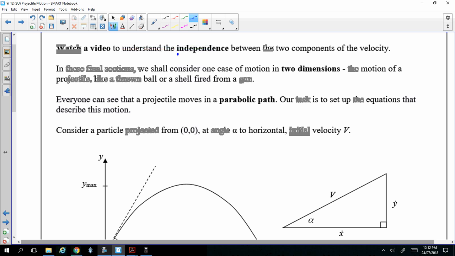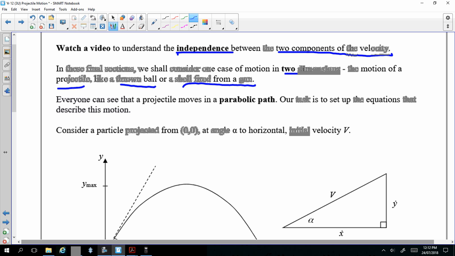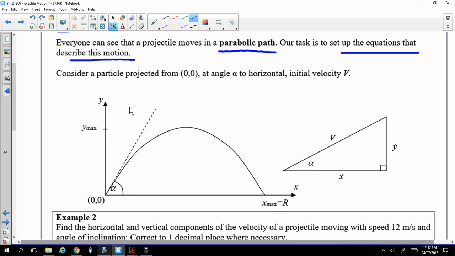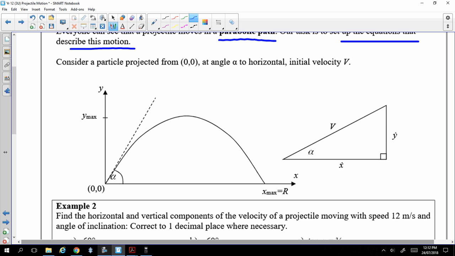In the final section, we're going to consider a case of motion in 2 dimensions, the motion of a projectile, like a thrown ball or a shell fired from a gun. A projectile moves on a parabolic path. Our task is to set up the equations that describe this motion. Looking at this diagram, we throw something in the air. It moves on a parabola. And this angle alpha is called the angle of projection. So write down, this is the angle of projection.